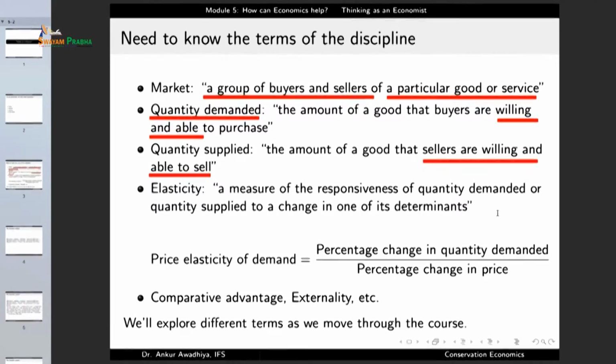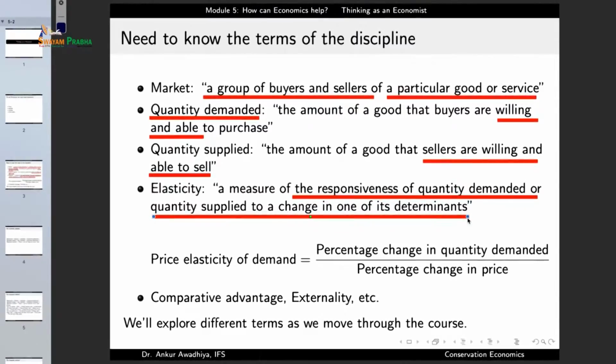Another term is elasticity. Elasticity is a measure of the responsiveness of quantity demanded or supplied to a change in one of its determinants. So essentially, if you look at, say, a thing such as a price elasticity of demand, it is percentage change in the quantity demanded divided by percentage change in the price. So essentially, if there is a change in one or more of the determinants of a good, then is the quantity demanded or quantity supplied, does it change or not?